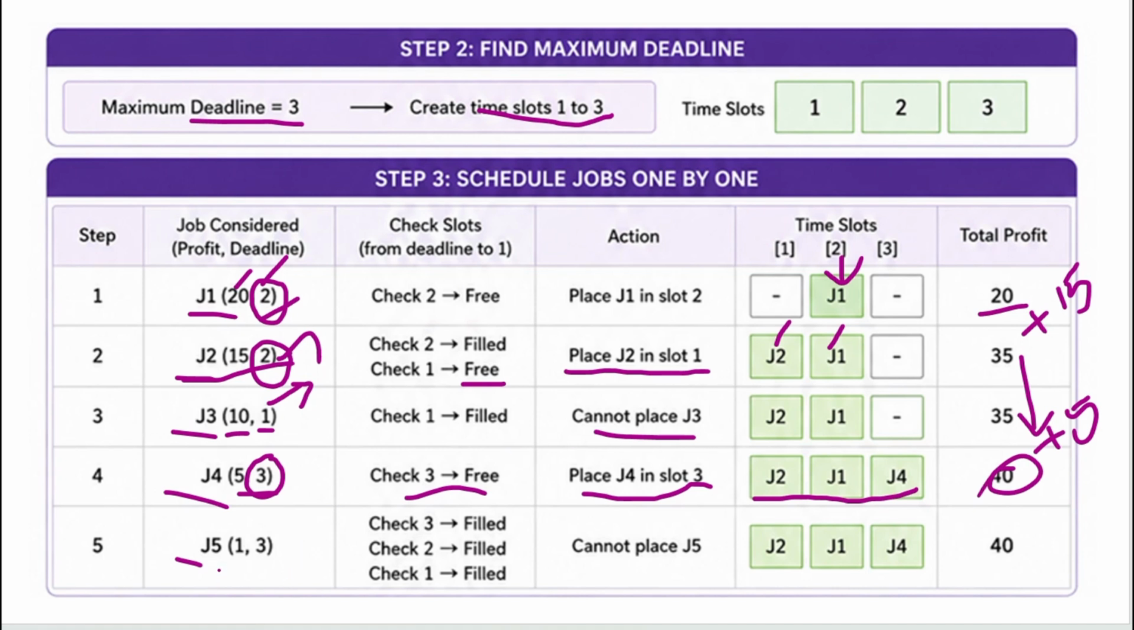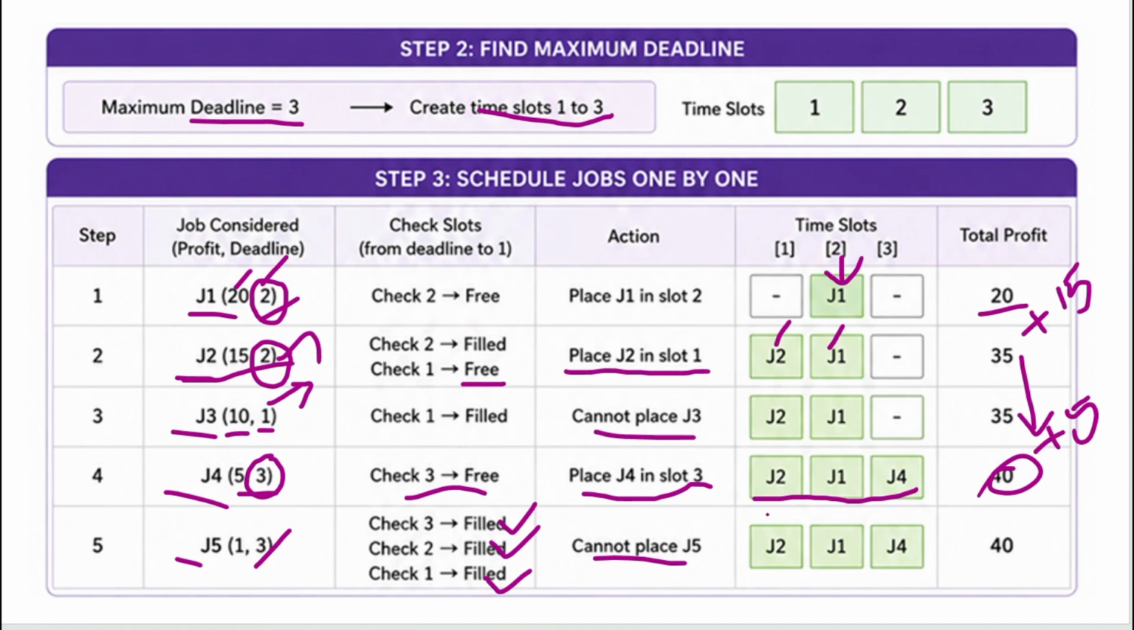Then finally, the next highest profit is J5. So the deadline is 3. 3 already filled, right? Then we can check the previous slot. 2 already filled. Then check the previous one, 1. 1 already filled. So we cannot place job 5.